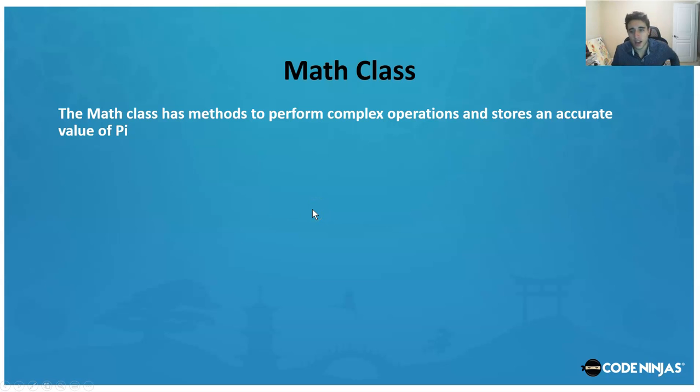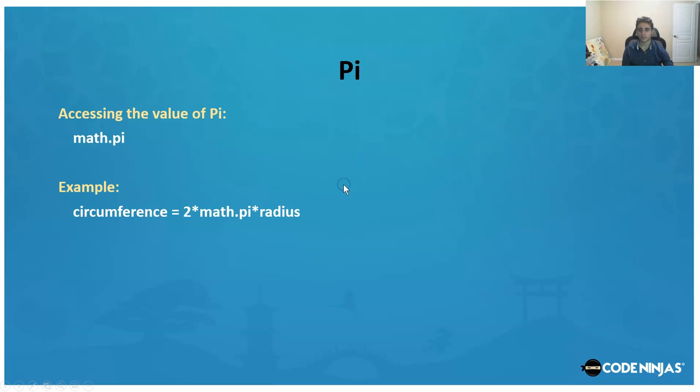The math class. The math class has methods to perform complex operations and stores an accurate value of pi. Accessing the value of pi. All we're going to write is math.pi. An example of how we use this would be circumference equals 2 times math.pi times radius.